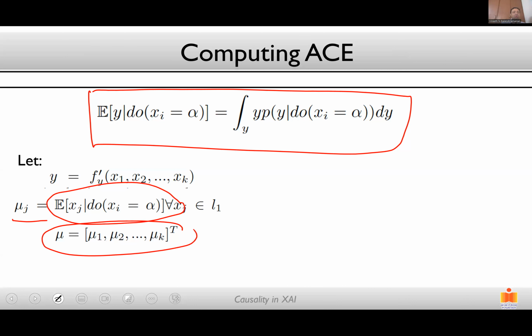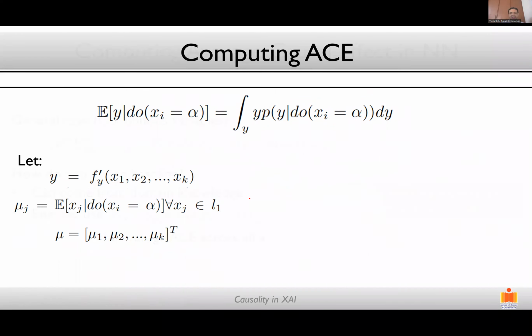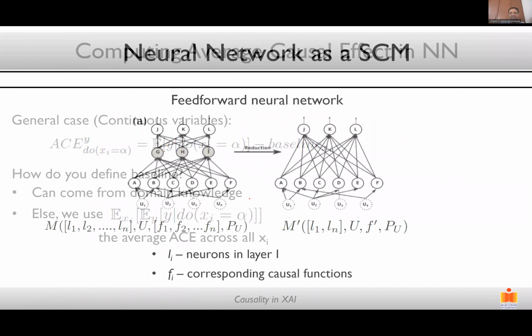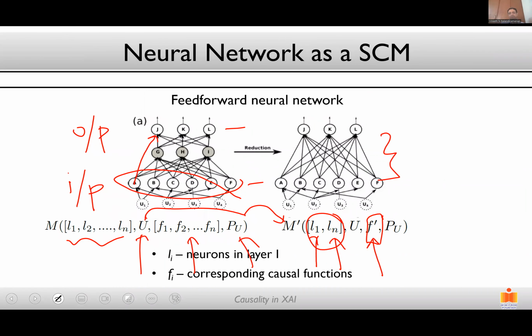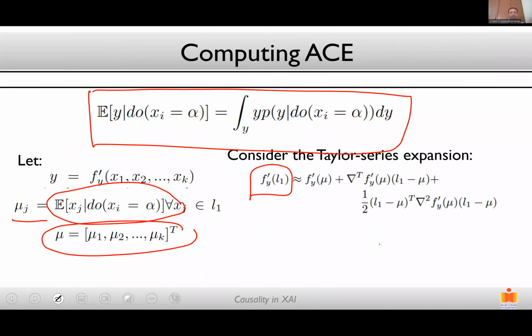Mu is the vector of all of those interventional dimension-wise means. Okay. And then we look at the Taylor series expansion of one of these causal functions. As I mentioned in the previous slide, each of these f primes are actually the causal functions that we want to estimate. F prime is not a gradient, it's just the causal function. So we want to estimate that causal function on the input layer. L1 is the input layer. So by Taylor series, we can write it as f y prime of mu, which is the mean input layer, plus the first degree expansion of the Taylor series and the second degree expansion of the Taylor series.